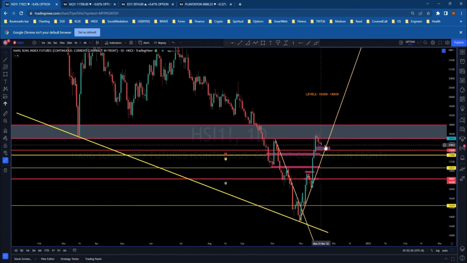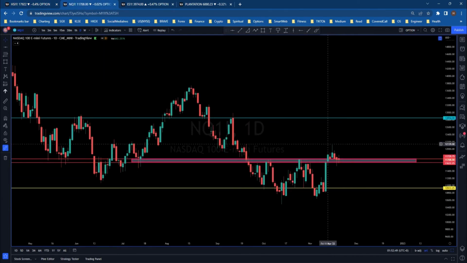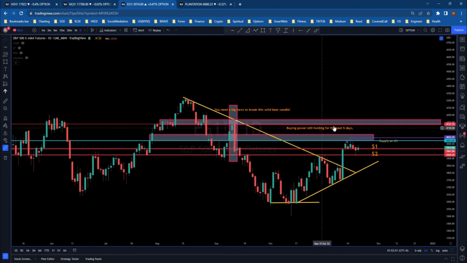Whenever you see this thing, it means that the buying power is still there. It means that there is no selling yet. The buying power is still very strong. Same goes for these, and for these as well. So you don't have to worry much about anything at this point in time. If there is no news, I think you don't have to worry about anything.